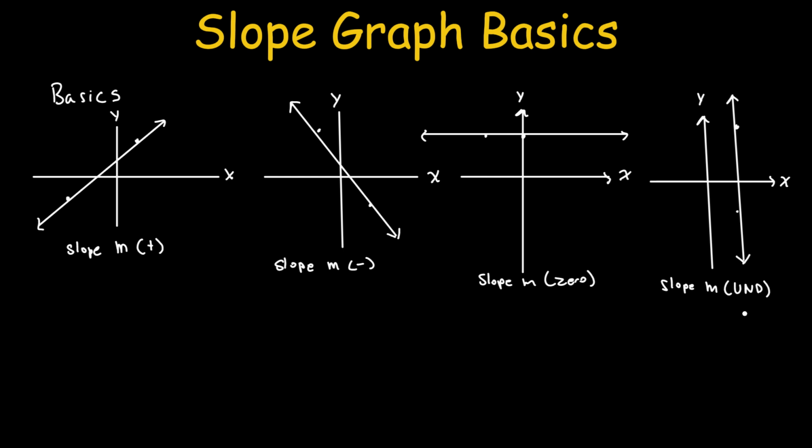So let's do a quick recap. When the line rises from left to right, the slope is positive. When the line falls from left to right, it's negative. When the line is horizontal, the slope is 0. And when the line is vertical, the slope is undefined. These basics I really recommend you learn, memorize, or understand, because it's very important to help you predict your answer. So make sure that your slope matches your graph. So let's move on to the next part of this video.